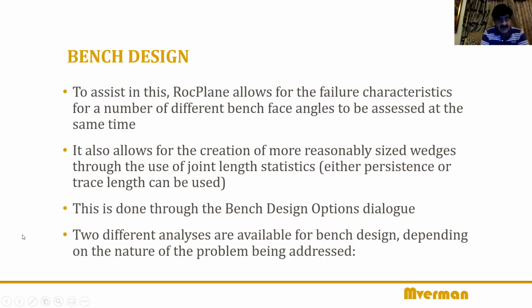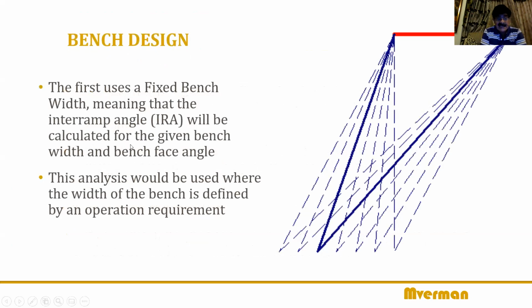For that, we have to go to the bench design option, which is there in the software. I'll show you that. Two different types of analyses are available for bench design, depending on the nature of the problem that you have at hand: fixed bench width, and fixed interramp angle. Let's look at the fixed bench width, which means the bench width is fixed, so the interramp angle will be calculated for the given bench width and given bench face angle.